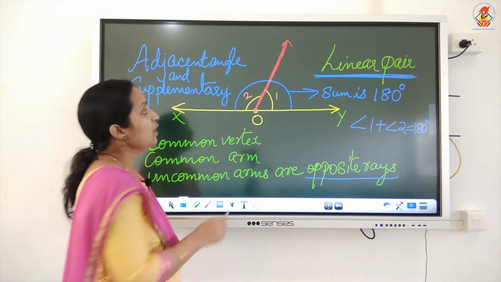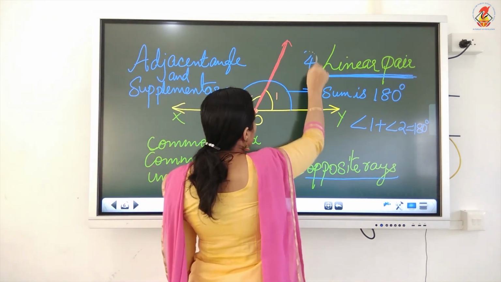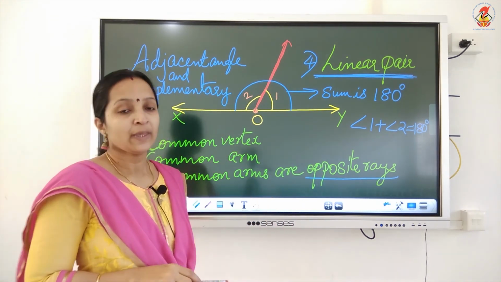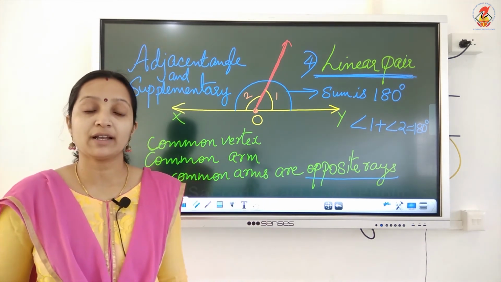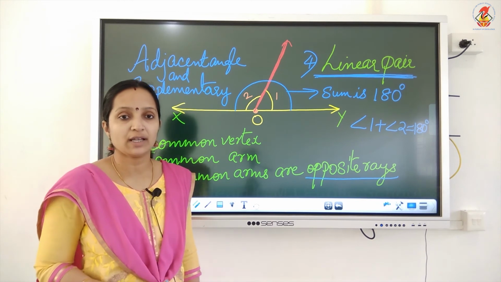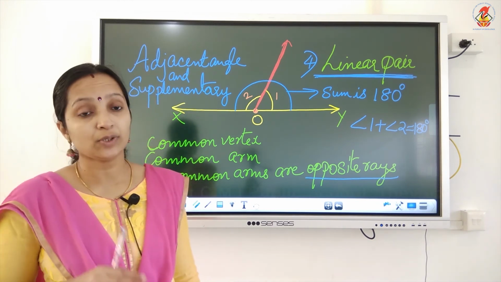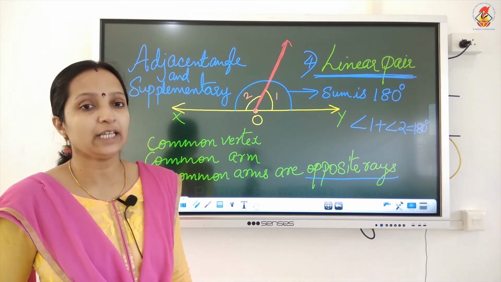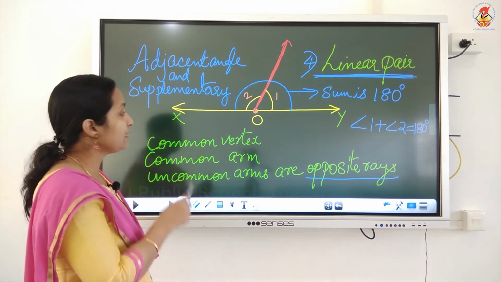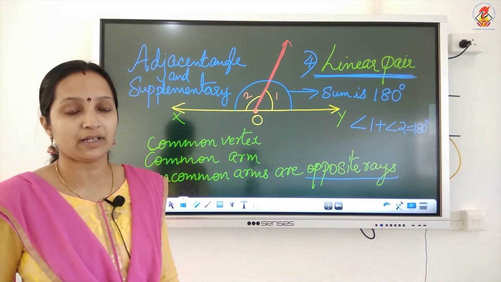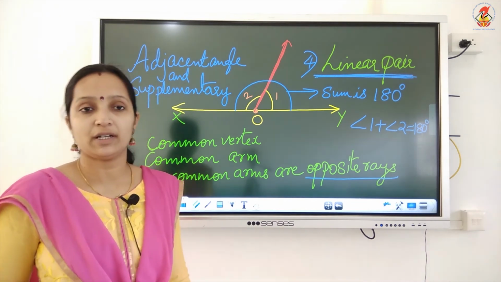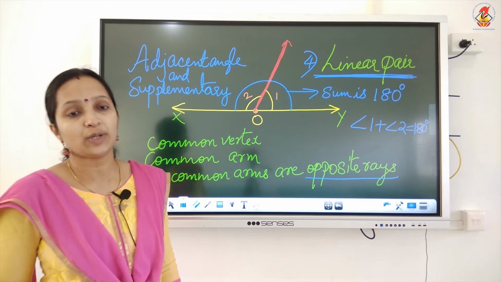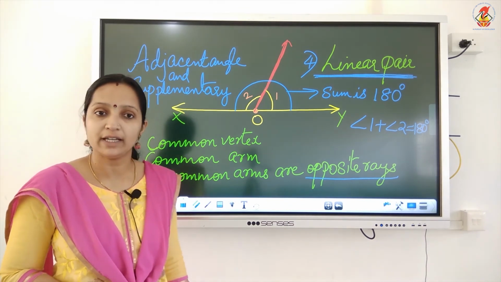This is the fourth type of pair of angles. The first type is complementary angles, the second is supplementary angles, the third is adjacent angles, and the fourth type of pair of angles is the linear pair. Linear pair means adjacent angles and supplementary: you have to satisfy the adjacent angle conditions and the supplementary condition. If those two cases come together, we can say that they form a linear pair.